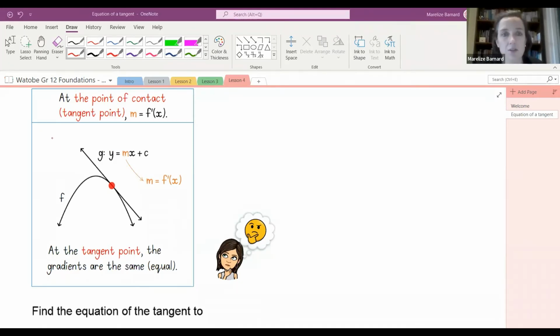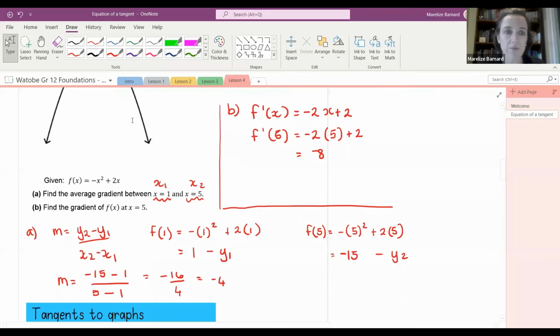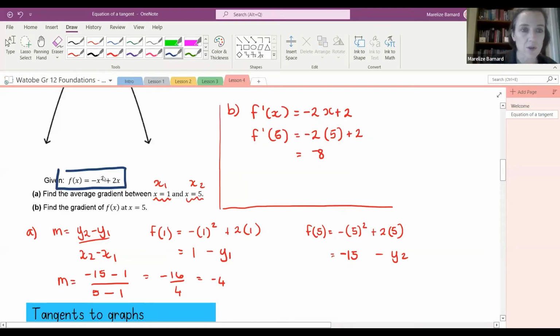Quickly, if we go back just to answer Kirsten's question, the minus 2 came from differentiating f of x, this one over here. So we go 2 times the minus 1 gives me minus 2x to the power of 1, because we subtract 1 from the exponent.